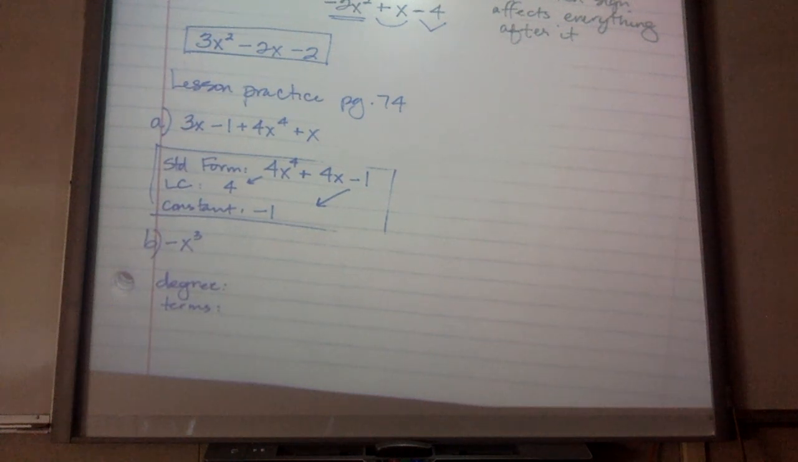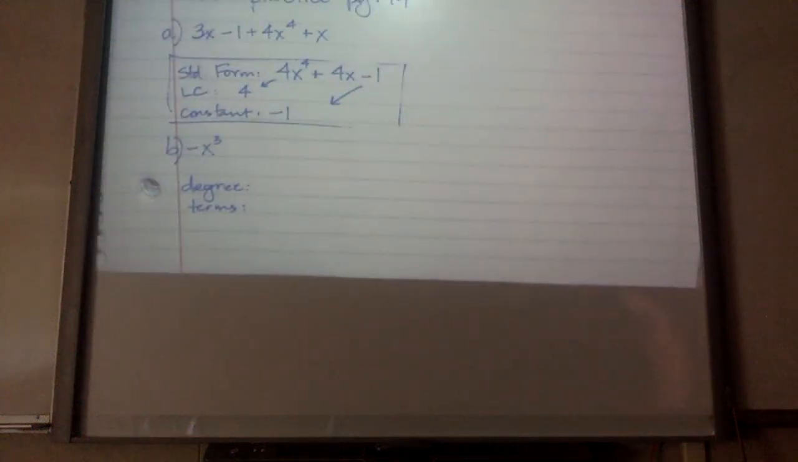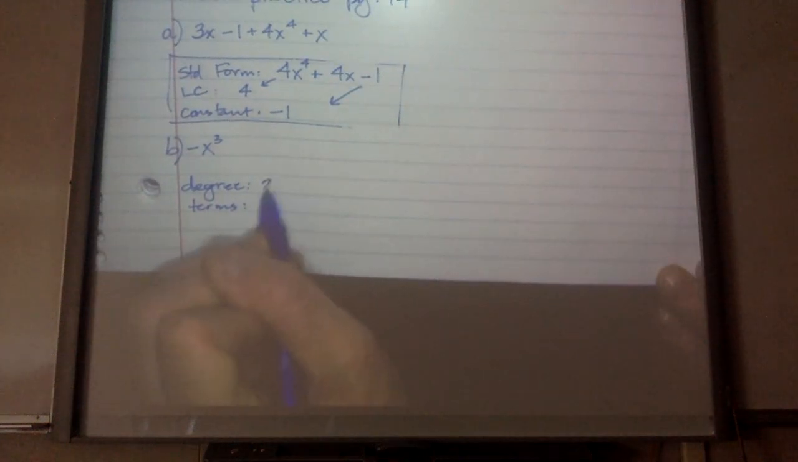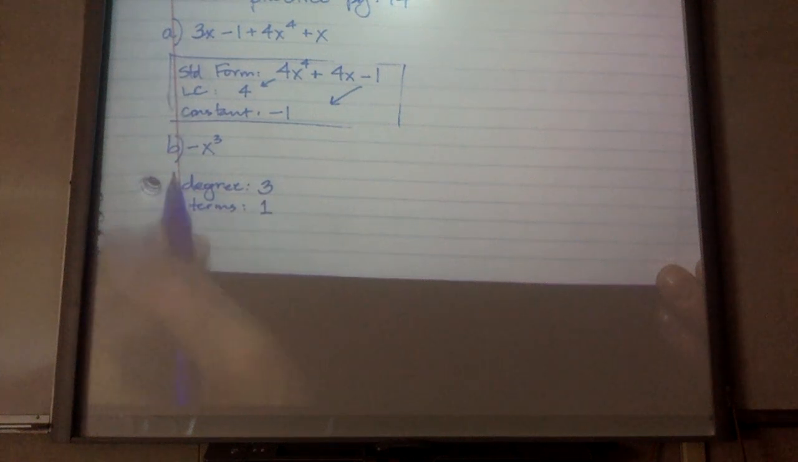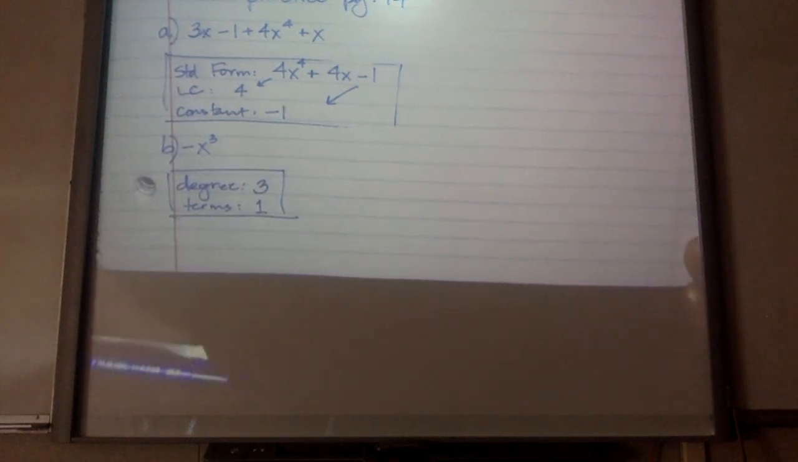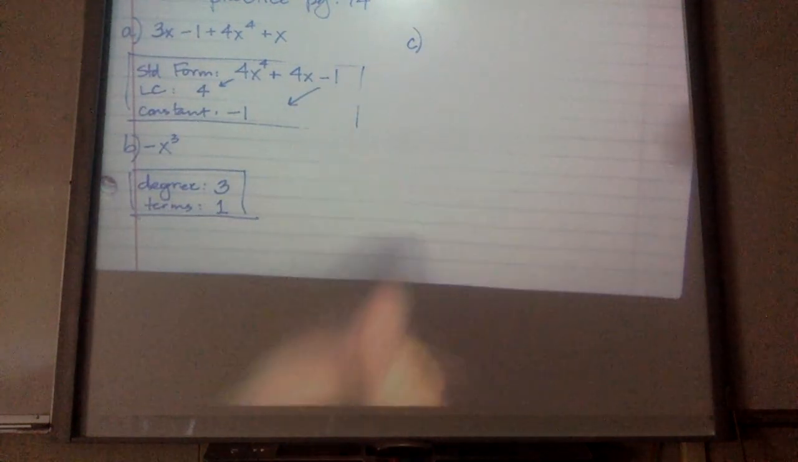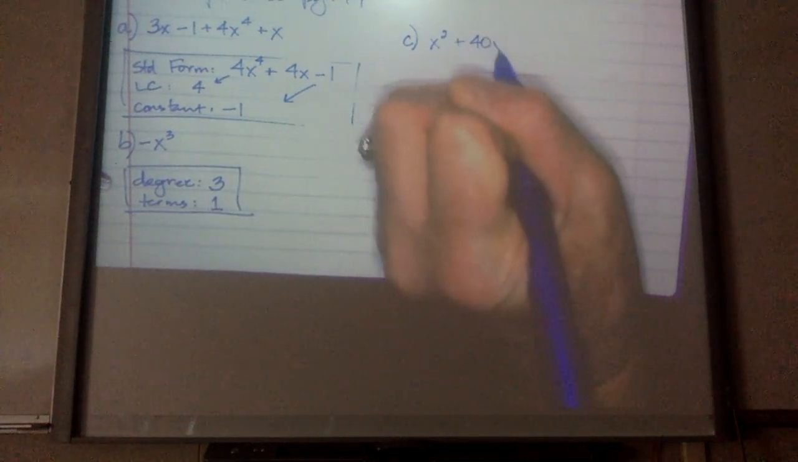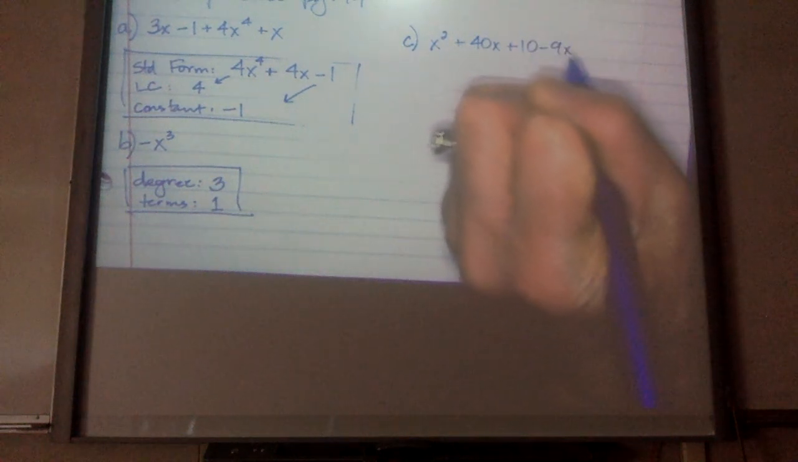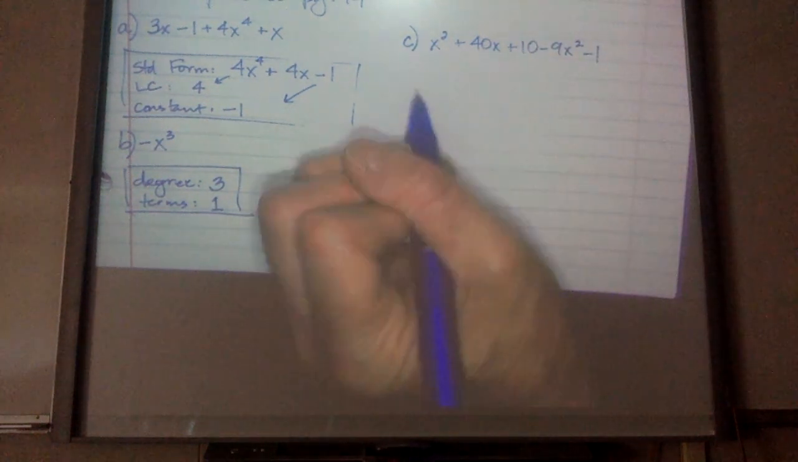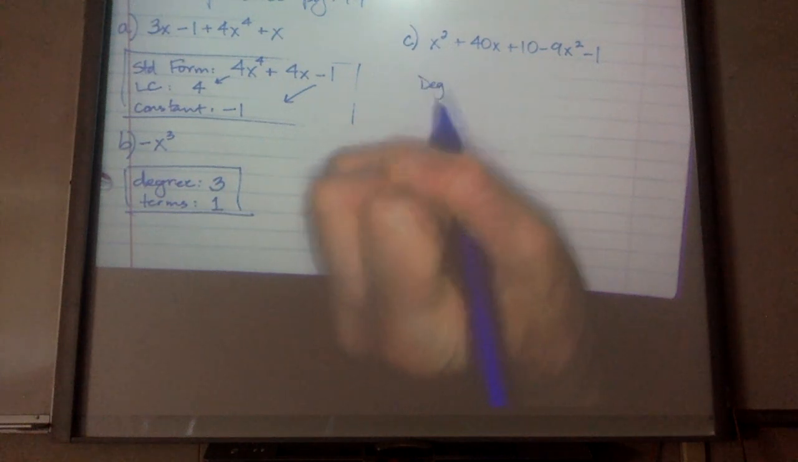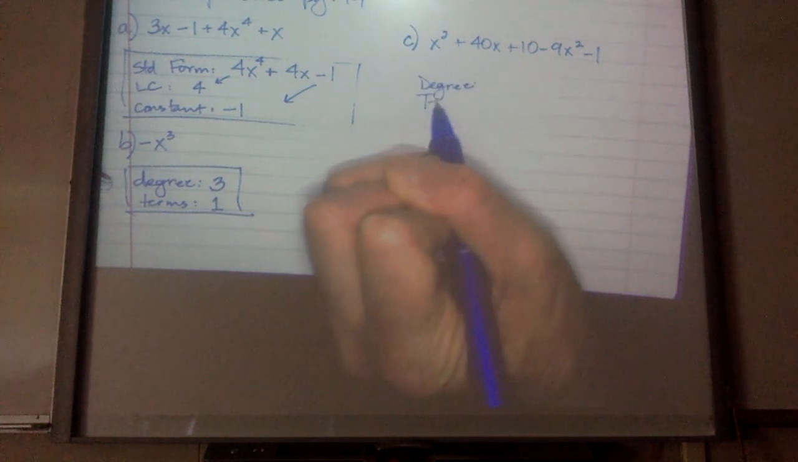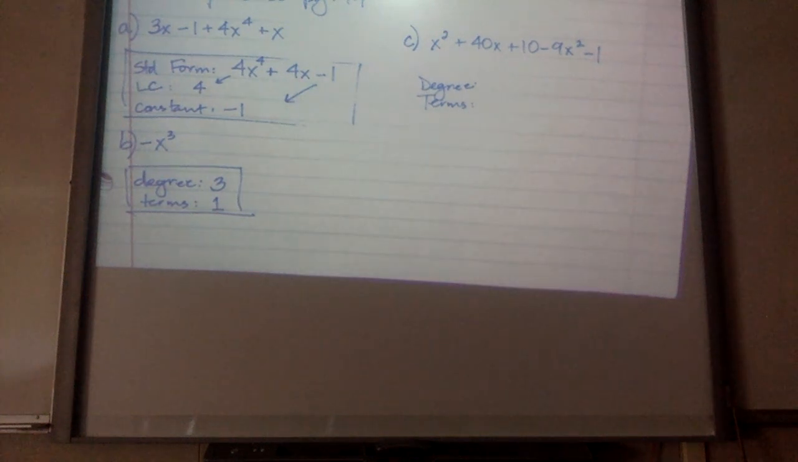Now, you can give me the proper name, but I think that's a little bit harder to memorize for down the road. So my degree is simply 3, and I only have one term. Okay? Part C would like me to classify x squared plus 40x plus 10 minus 9x squared minus 1. They want to know degree and number of terms. But if you're doing this problem, it needs to be in standard form.